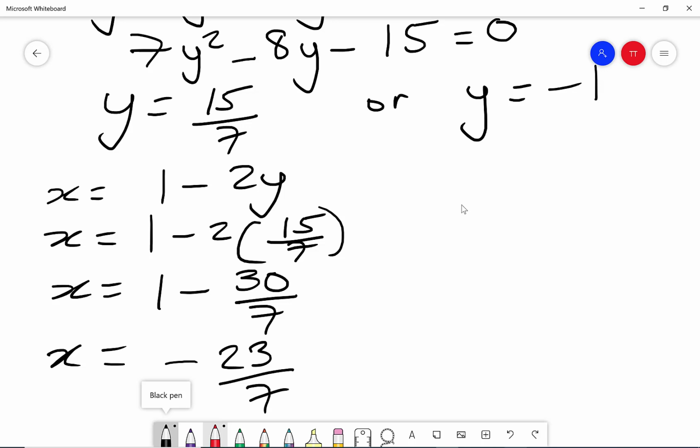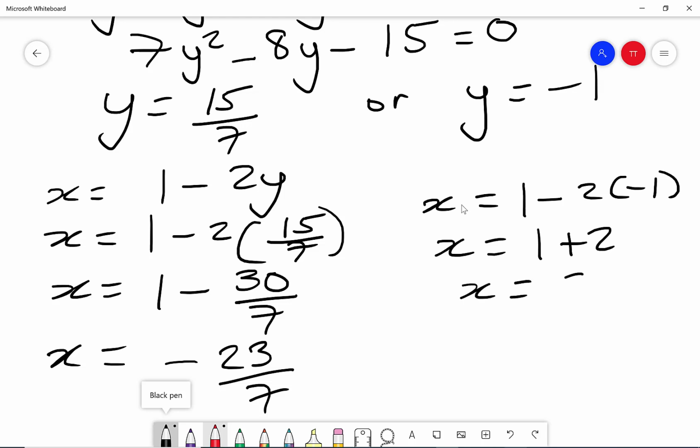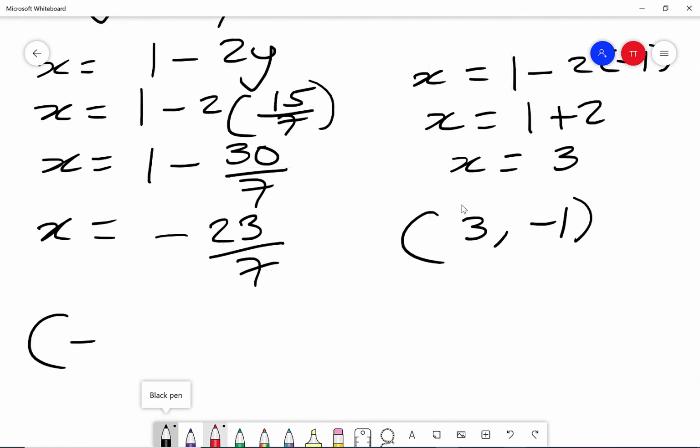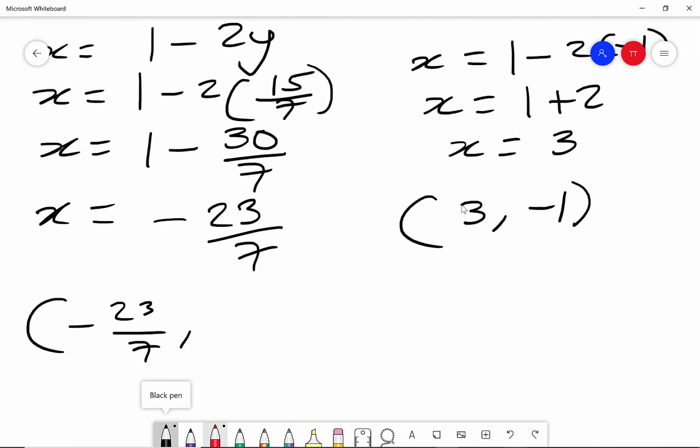Now we can do this one quite easily. We can say x is 1 minus 2 times minus 1. So x is just going to be 1 plus 2, so x is going to be 3. So my coordinates are 3 and minus 1. And then finally, I'm going to end up with minus 23 over 7, and for y, we got 15 over 7. And that's it. There are your solutions.